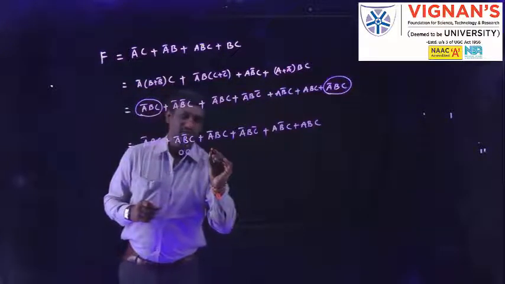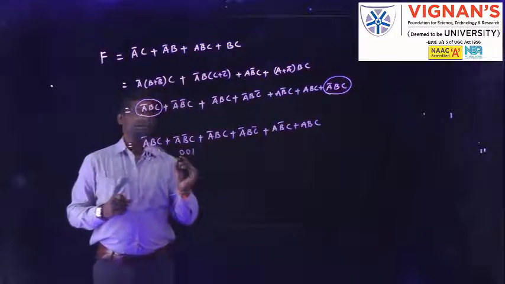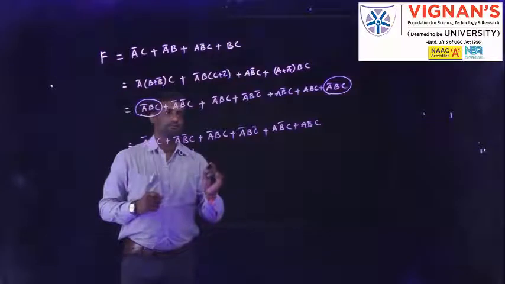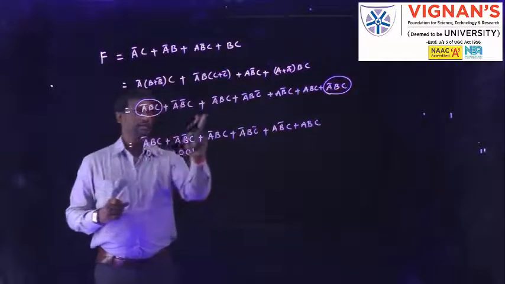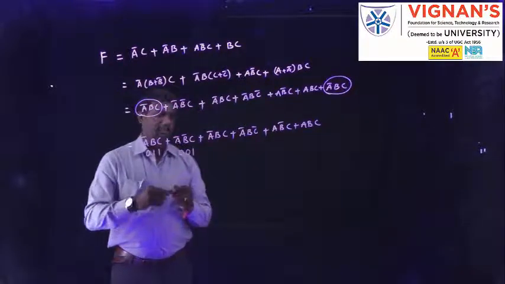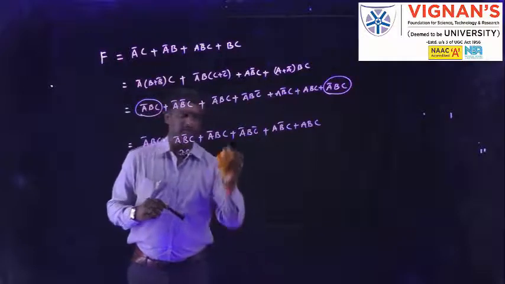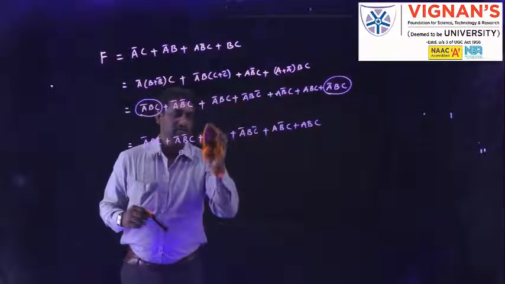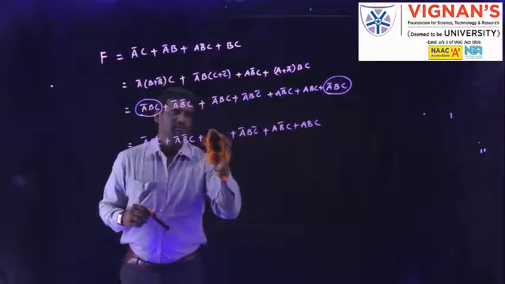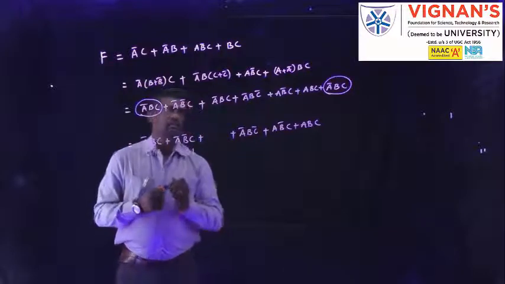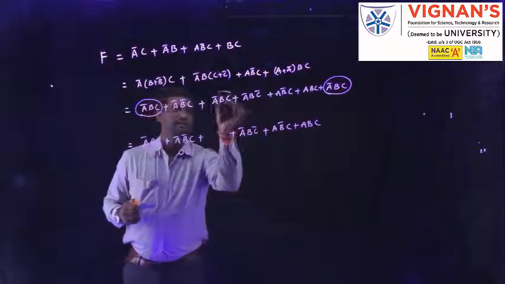A bar bc is repeating. So a bar bc is again repeated. That's why we can replace that a bar bc, so there is no need of this a bar bc. That means 3 a bar bc's are there.